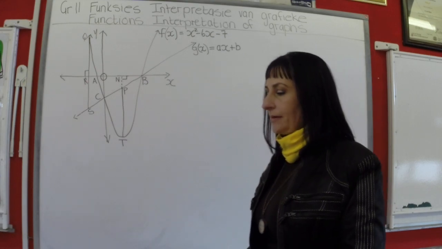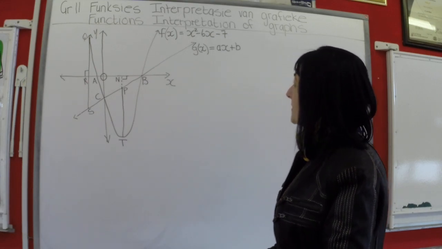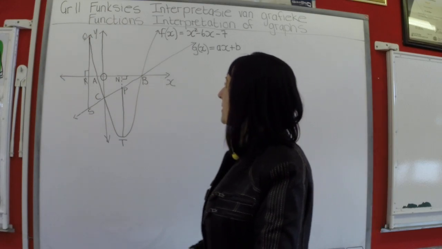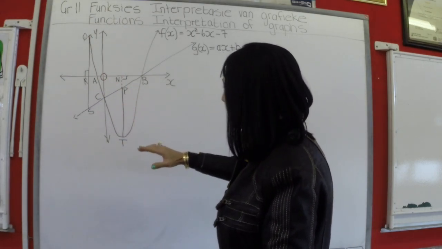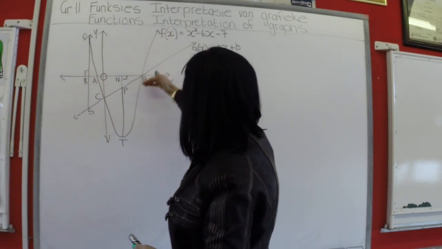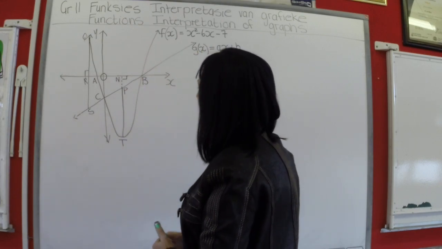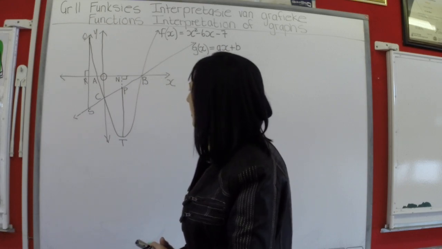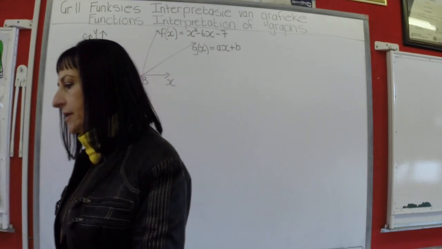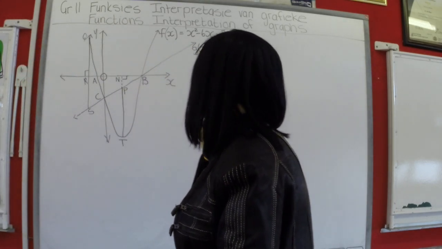Let's now look at the physical interpretation of graphs. We've got in this picture a parabola, f(x), en dan het ons 'n reguit lyn g(x), en dan is daar tussen hulle vertikale en horisontale lyne getrek. So the first question is, determine the length of AB.